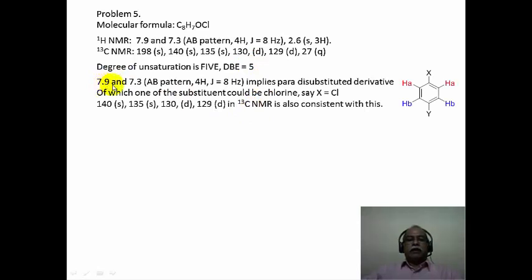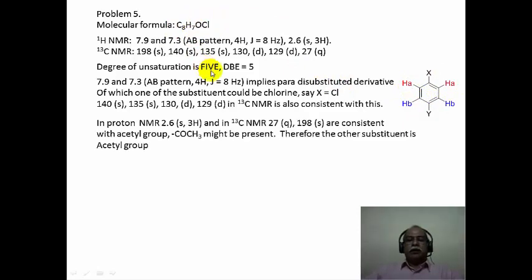Now this we already discussed: 7.9, 7.3 as well as the carbon signals seem to indicate a para-disubstituted derivative. One of the substituents is chlorine, which you can confirm, for example, and the other substituent, if you just subtract the C6H4 and the Cl from the molecular formula, is an acetyl substituent. The acetyl substituent has its signature in the NMR signal at 2.6 and also these two signals in the carbon 13 spectrum, namely the CO 198 ppm signal and the CH3 27 ppm quartet, essentially confirming the presence of an acetyl group.